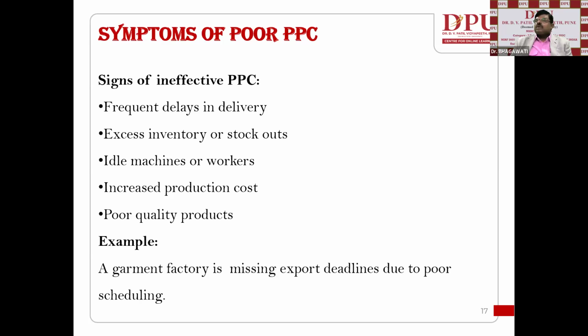Idle machines and workers. Machines are idle because there is no raw material, or there are no workers to perform the task because of absenteeism. Increased production cost. If the cost of production has gone up and up and up, then it is also not a good sign of PPC. It is a bad sign. Poor quality products. The product is not of the required or specified quality. Then also it is not good. A garment factory missing export deadlines due to poor scheduling.